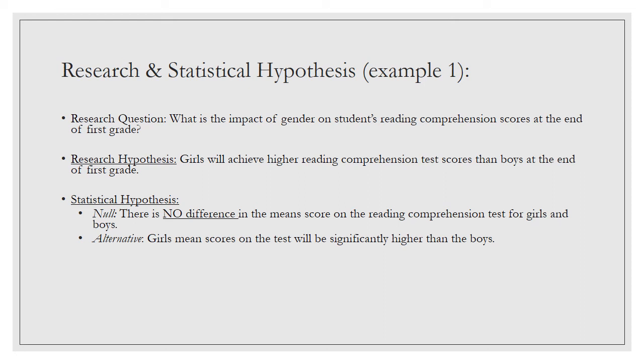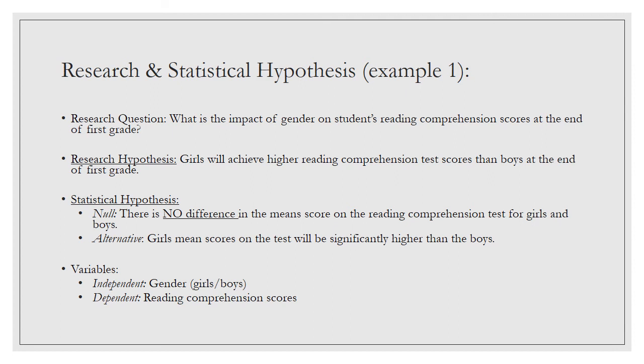It has to cover all possibilities that are not covered in the alternative. So because we believe girls are going to score higher, even if boys score higher, it's still in that category of no difference in the statistical hypothesis. Alternatively, we could have built this as a no difference hypothesis. We just say there was a difference between scores as the alternative.